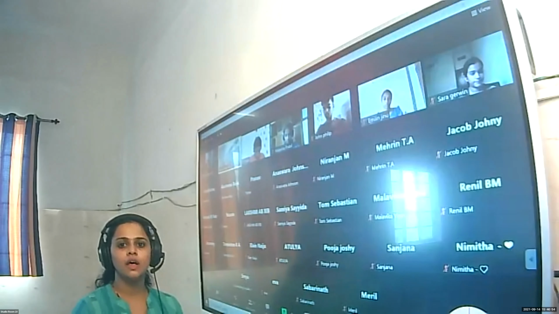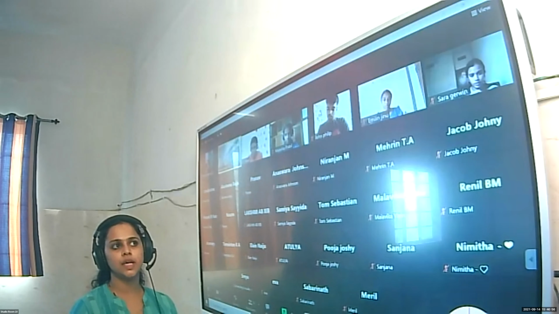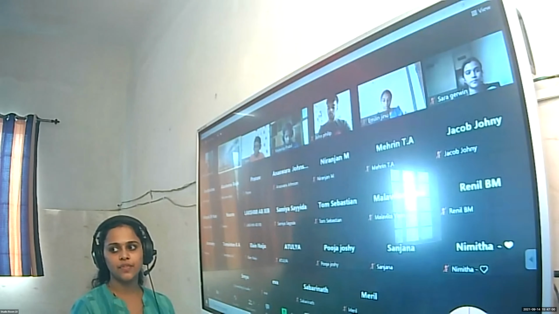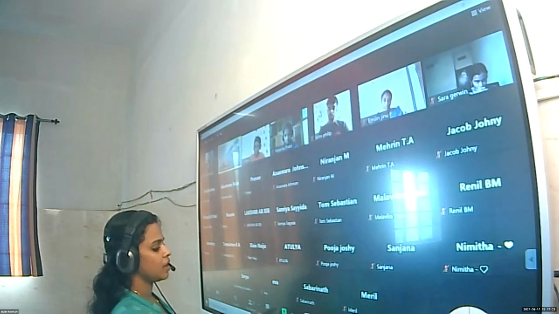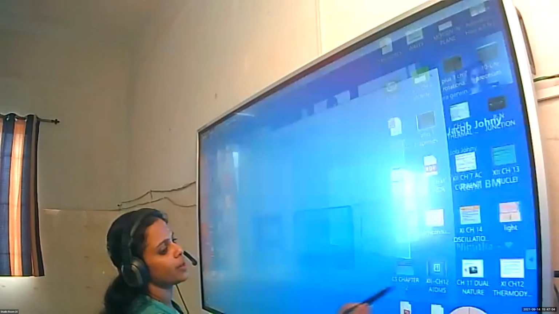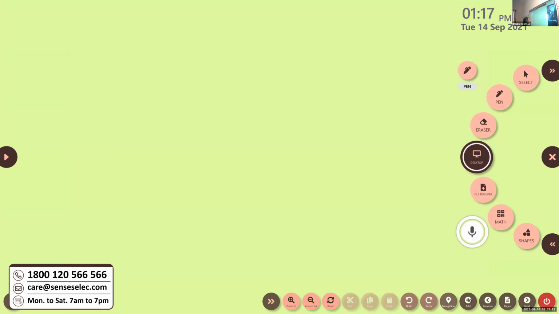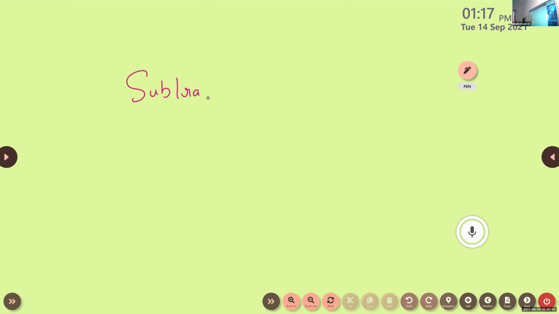In the previous class, we discussed the addition of vectors and some numericals regarding vector addition. So that's all about the addition of vectors. And we have a small portion regarding the subtraction of vectors. Right, as the heading, subtraction of vectors. Actually, subtraction of vectors is very simple compared to the addition of vectors.